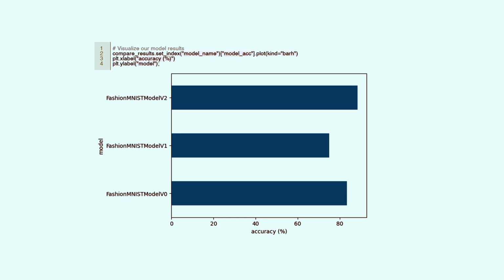This code visualizes the results of a computer vision model by creating a horizontal bar chart. The chart compares the accuracy of different models, with the x-axis representing the percentage of accuracy and the y-axis representing the name of each model. The compareResults variable is used to set the index of the chart to be the model names, and the model acc column is used to plot the accuracy values for each model. The x-label and y-label functions are used to label the axes of the chart with appropriate titles. This code allows for a quick and easy comparison of model performances, helping to identify the most accurate model.